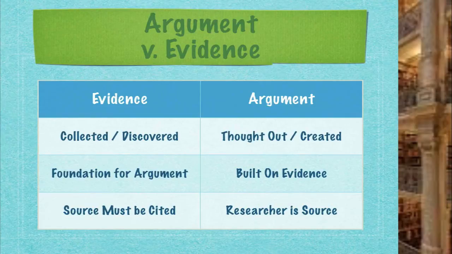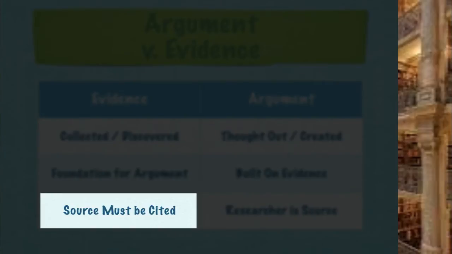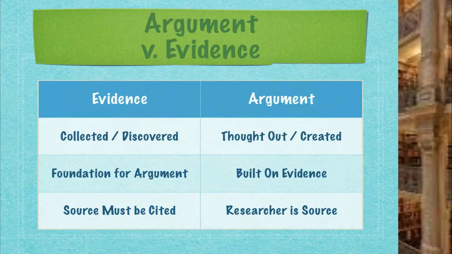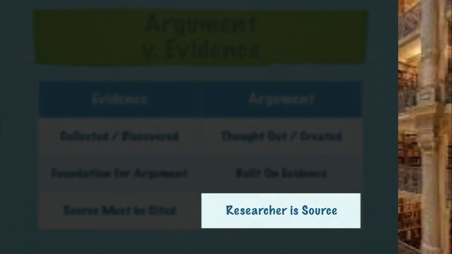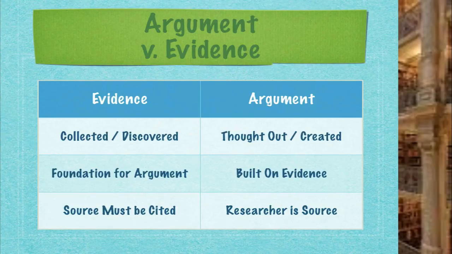In the evidence, you're going to have to cite a source. You're going to have to tell readers where this came from. And then the argument itself really doesn't have to be cited. The researcher is really the source. Now, the only exception for footnoting or citation is if you are borrowing the argument, the thought from somewhere else, somewhere you were inspired to make this argument. Certainly you want to make reference to that and give the proper footnote or citation for that.